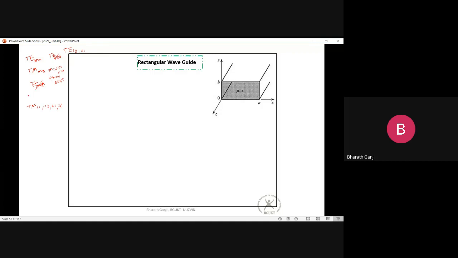So for both TE and TM case, we saw that kc, the cutoff wave number, has to satisfy the equation that it should be equal to the square root of (m pi by a) whole squared plus (n pi by b) whole squared. So these are the biggest takeaways that we have seen.